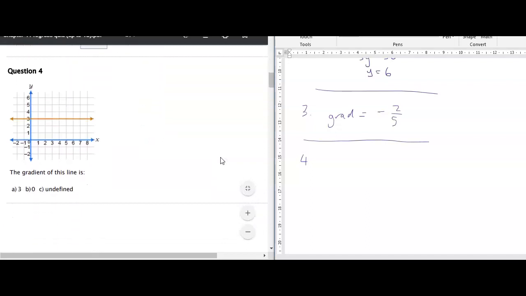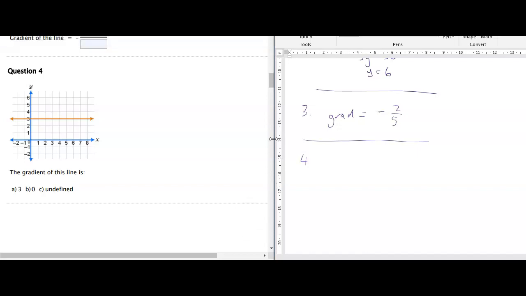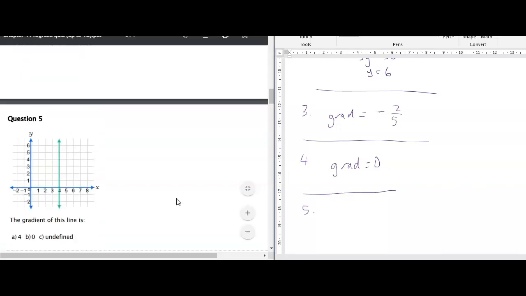All right, question number 4. The gradient of this line is, okay, so horizontal line, we have no rise, but we can have a run. So your gradient is 0. Now, if it was a vertical line, that's when it's undefined. So just remember, if your run is 0, that means you're dividing by 0. So when you divide by 0, your answer is undefined. Okay, but when you divide 0 by a number, your answer is 0. So horizontal lines, your gradient will be 0.